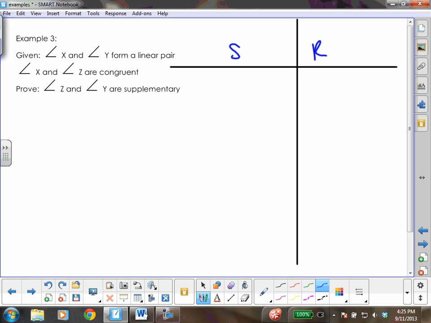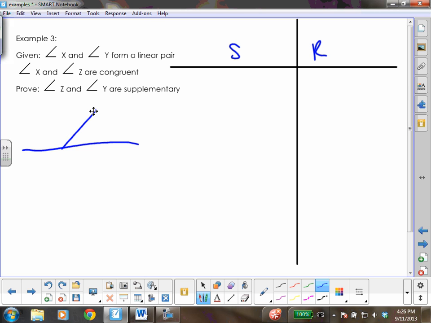Given that angle x and angle y form a linear pair, and angle x and angle z are congruent, prove that angle z and angle y are supplementary. It might help to get a visual of this one.